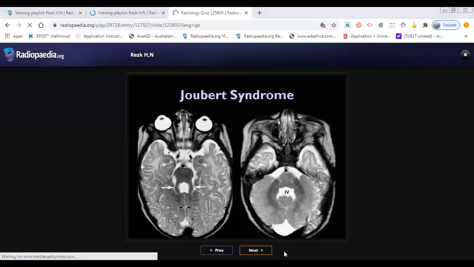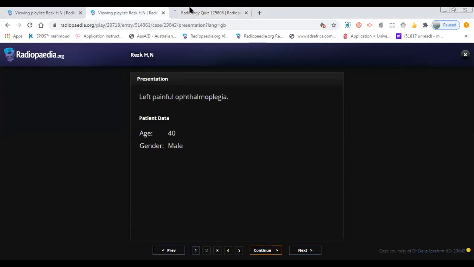Yes. Another appearance of Joubert syndrome, yes, molar tooth appearance and the batwing appearance of the fourth ventricle. You can see this appearance of batwing, yeah, and this molar tooth appearance, yes. We have this case before, so let's shift to another.